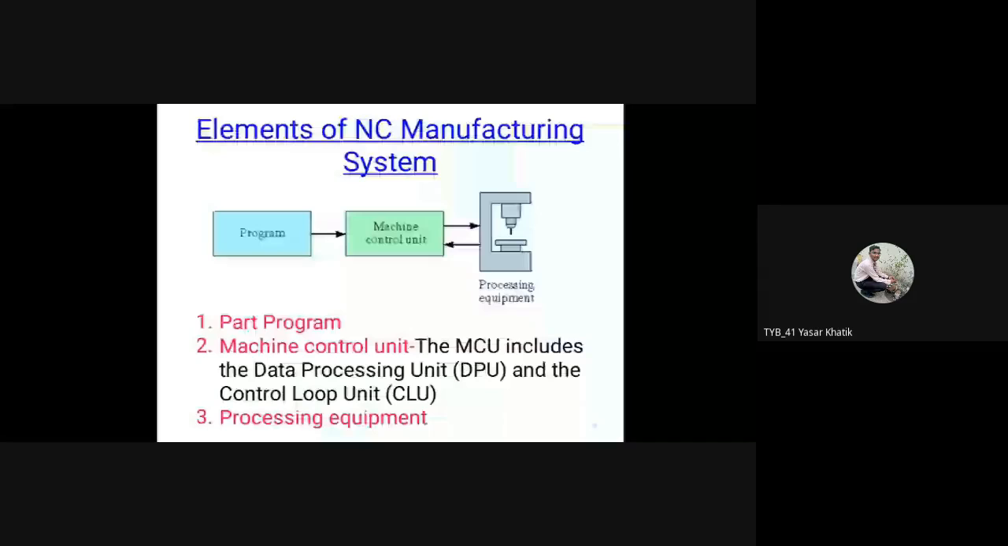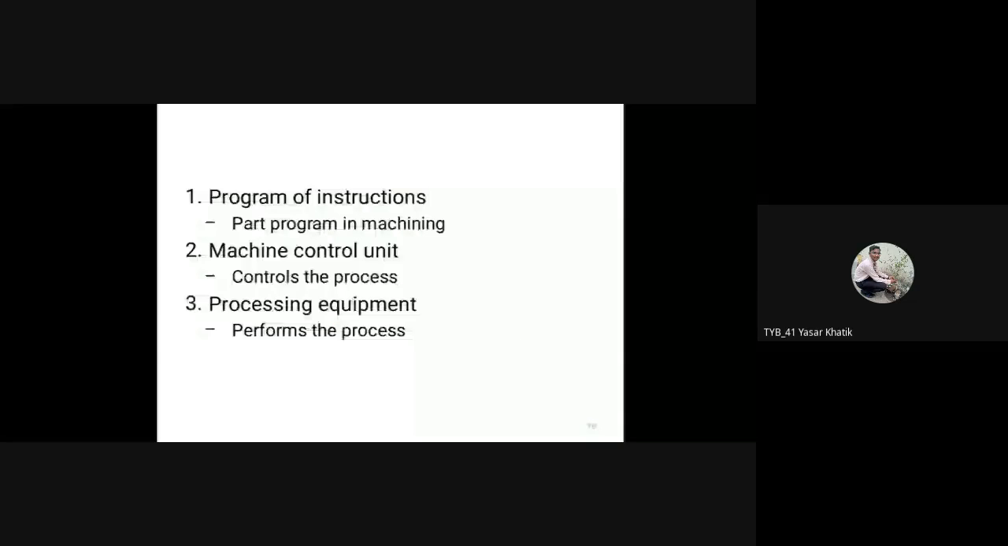Whatever program we have made, we have to give it as input to that machine, and whatever data processing and controlling of that data happens in this second step, and the last is the actual manufacturing step, which is called processing equipment. So these are the three important elements of the manufacturing system.